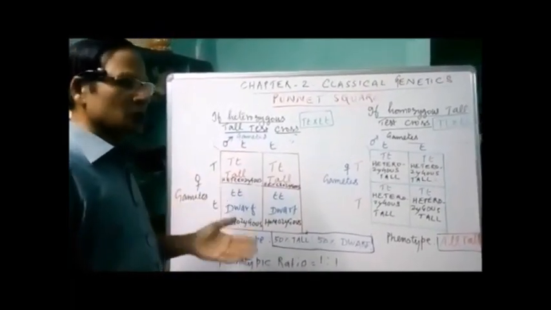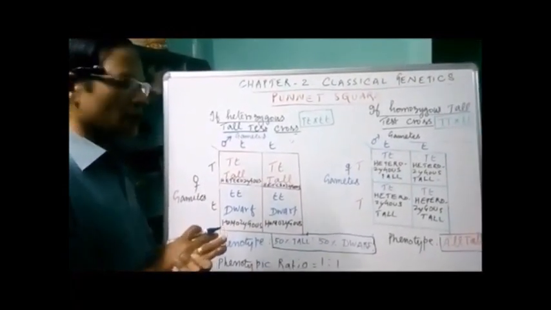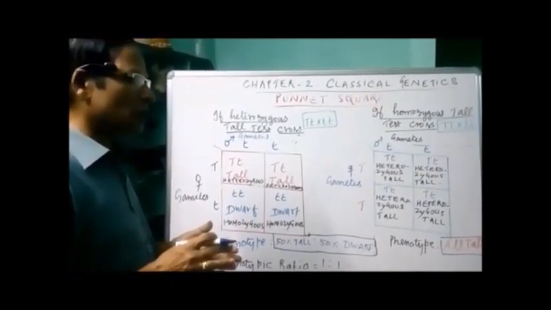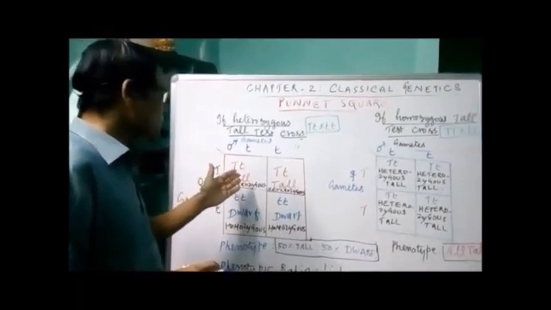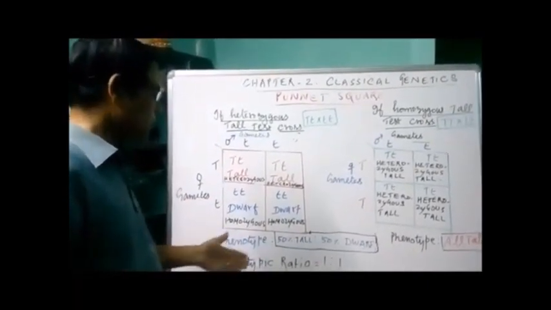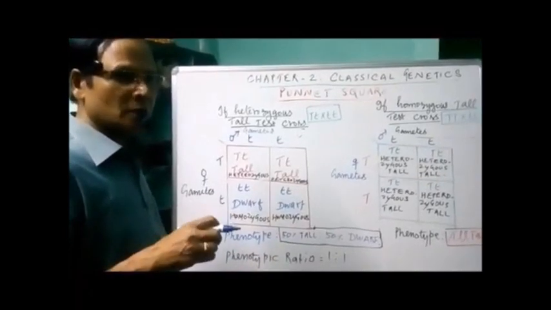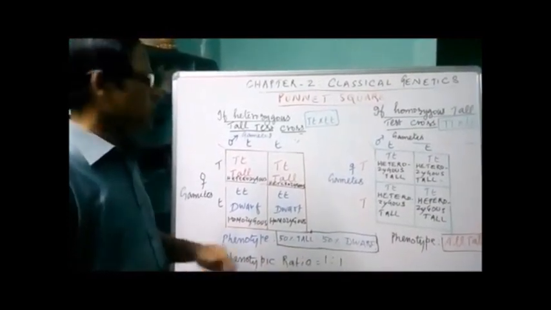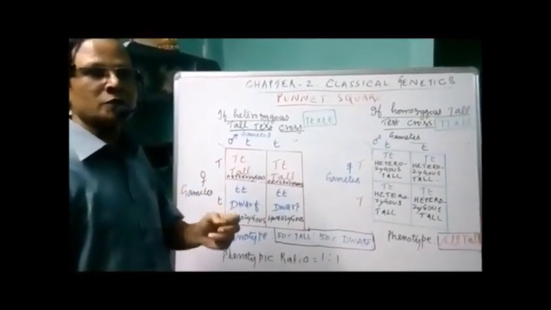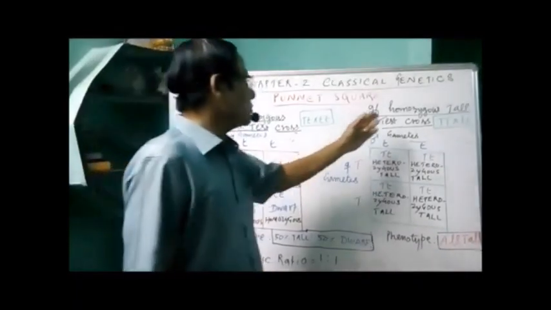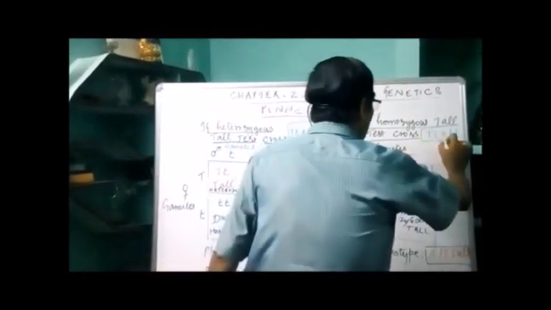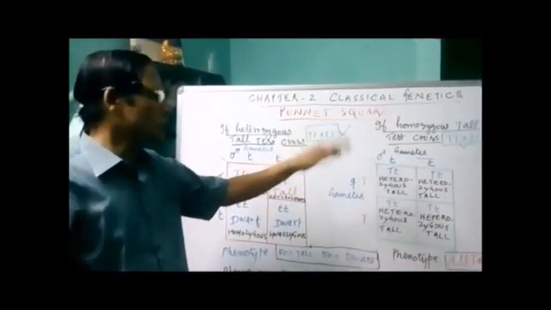So the test cross is very important to find out whether an individual is homozygous or heterozygous for a dominant character. If it is heterozygous dominant, then the result would be a 1:1 ratio. So if in a test cross the phenotypic ratio obtained is 1:1, then we can say the dominant parent involved is heterozygous dominant. Now let's go for the homozygous tall test cross. So this is a heterozygous tall test cross and this one is a homozygous tall test cross, because we are taking the tall plant homozygous.